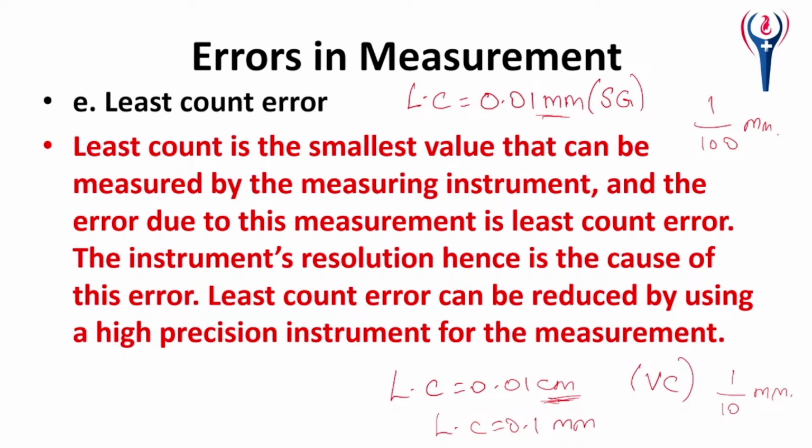For example, I want to measure the diameter of a small metal bob. You can use vernier caliper as well as screw gauge. But which is more accurate and more precise means that is screw gauge only.